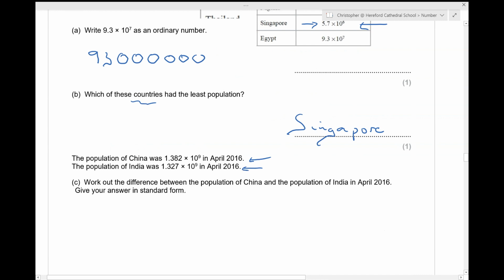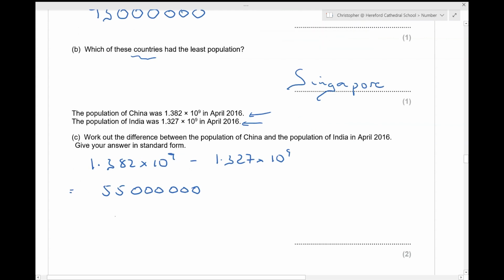The population in China was this, and the population in India was that. Work out the difference between the population of China and the population of India. So I'm going to do the population of China minus the population of India. And I'll do that on my calculator, and that gives me the answer 55 million. But I need to write my answer in standard form, so that's going to be 5.5 times 10 to the power of 7.